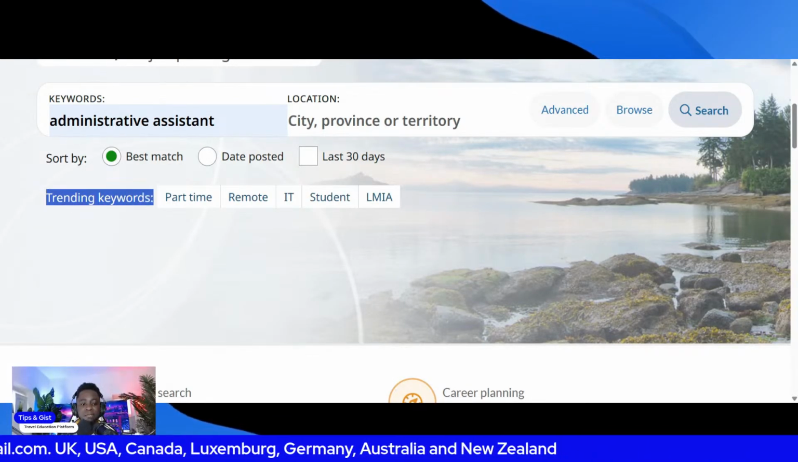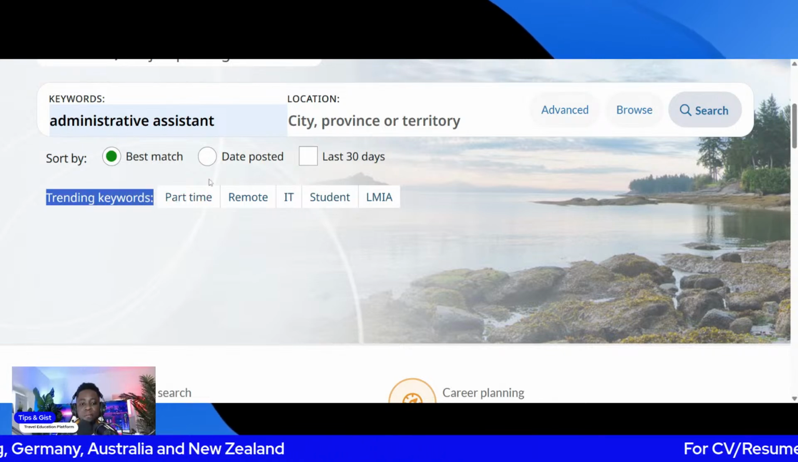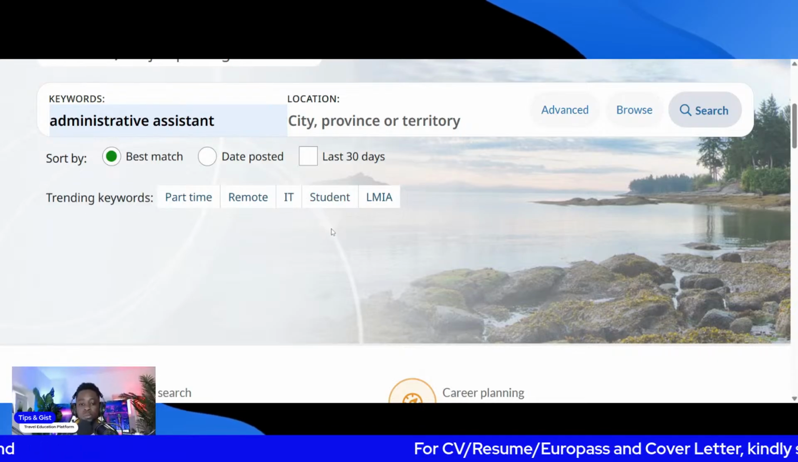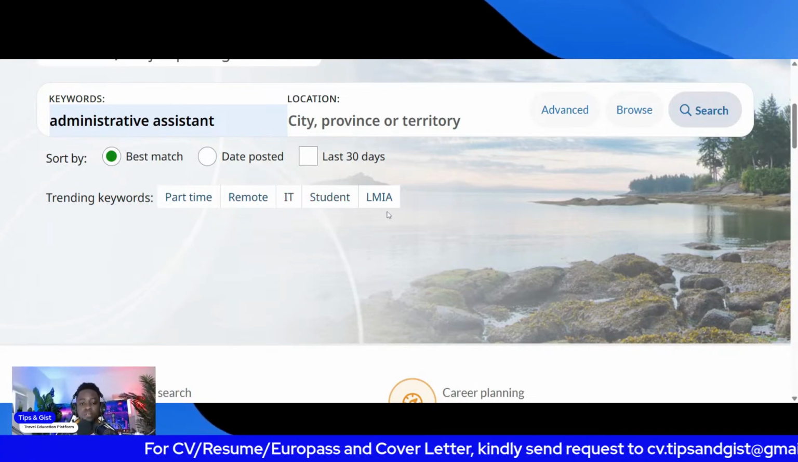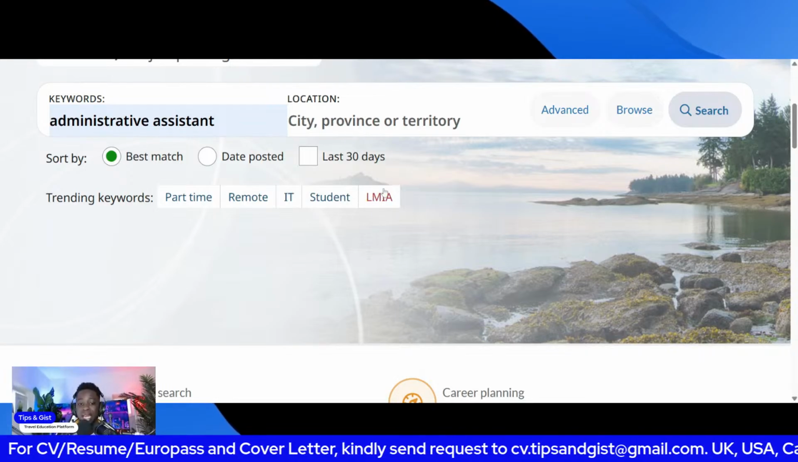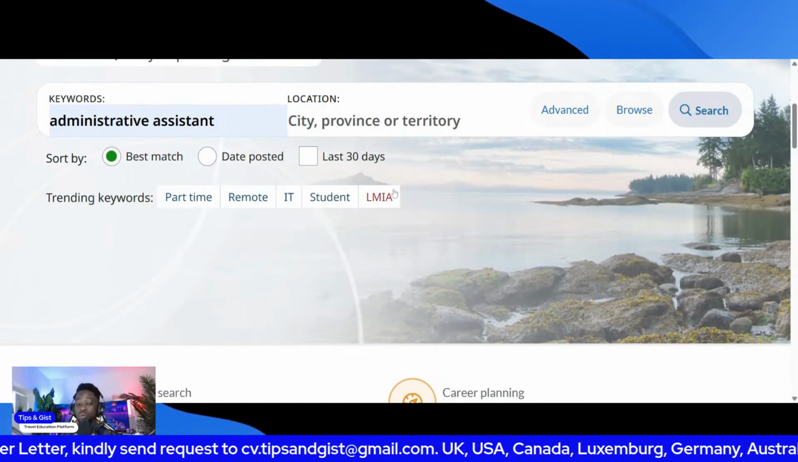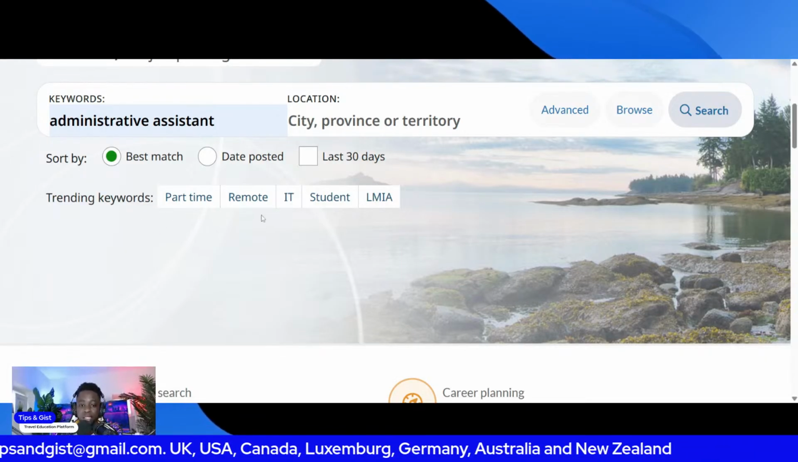That means people are searching for these jobs on Job Bank. So they are telling you that a lot of people are currently searching for part-time jobs. People are searching for remote jobs, IT jobs, student jobs. You know, a lot of students, international students, they want jobs to do in Canada. So they are always on the Job Bank. And then people are also searching for the LMI. That is meant for you and me outside Canada. So today we are also going to hunt for the LMI. That is one trending keyword on the Job Bank this week.